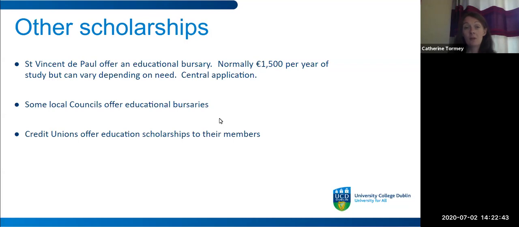Some councils also offer educational bursaries, and credit unions often offer educational scholarships. So I've seen them often between €850 and €1,000. And if you are a member of a credit union, then I would urge you just to ask behind the counter for any information regarding that. They're often advertised in July and August.